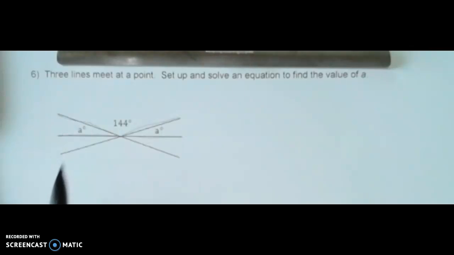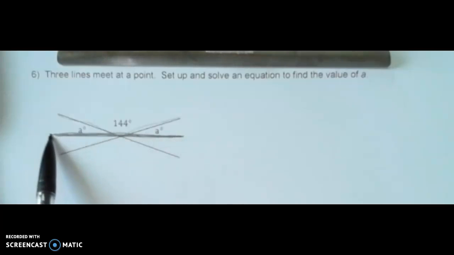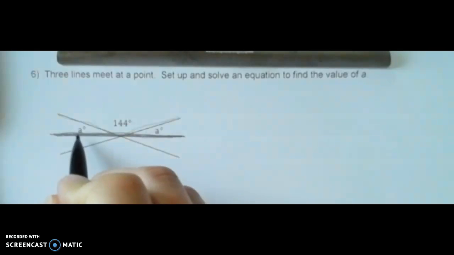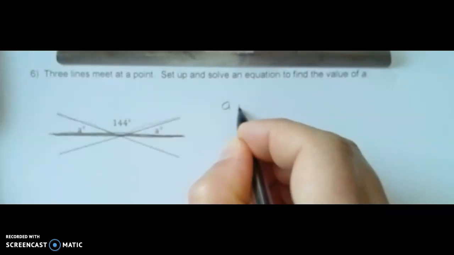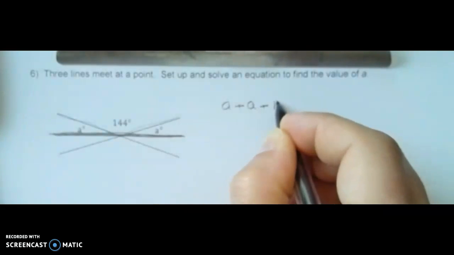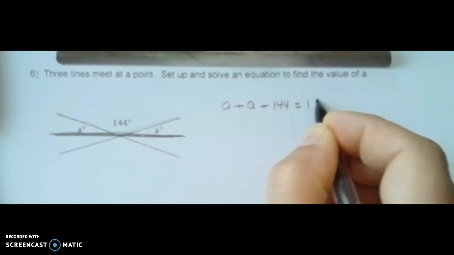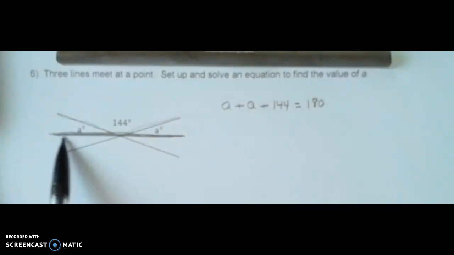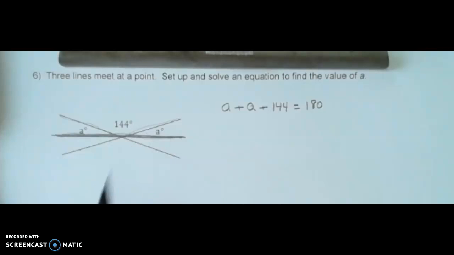The nice thing I notice is that if I take those 3 angles and put them together right here, they're going to form a straight angle. So these 3 angles, when I put them together, have to add up to 180 degrees. Let's make our equation. This angle a plus this angle a plus the 144-degree angle have to add up to 180 degrees, because that's how many degrees are in a straight angle.